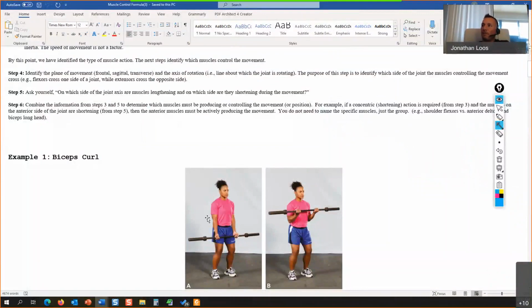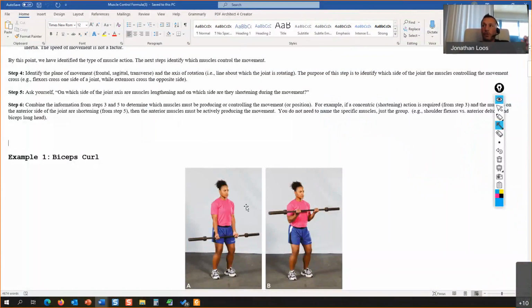So we're going from left to right. We're starting in this position here, and we're going to go to this position there. What joint action do we see happening from left to right? We see elbow flexion occurring in the sagittal plane about the medial lateral axis. So good, that was unit 1.